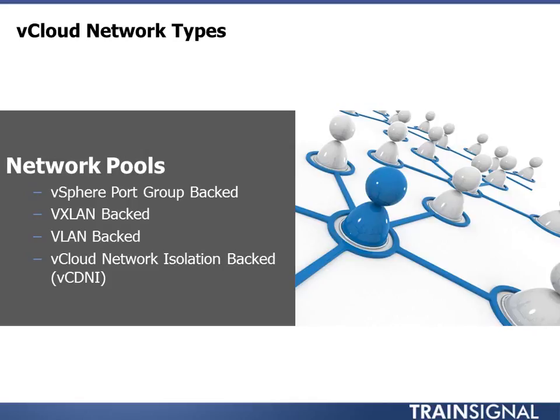Now, what VLAN backed does is you basically tell vCloud Director, hey, I've got these VLANs, and I want you to use them as you need to. So let's say you said, here's VLAN 500 through 599. Those are yours, and whenever one of my tenants needs a network, go ahead and grab one of those VLANs and use it. And it's automated, which is kind of nice.